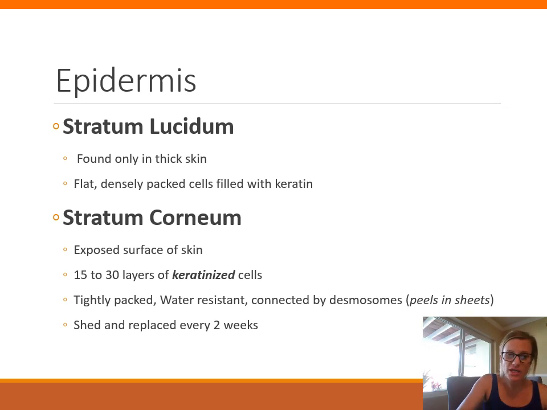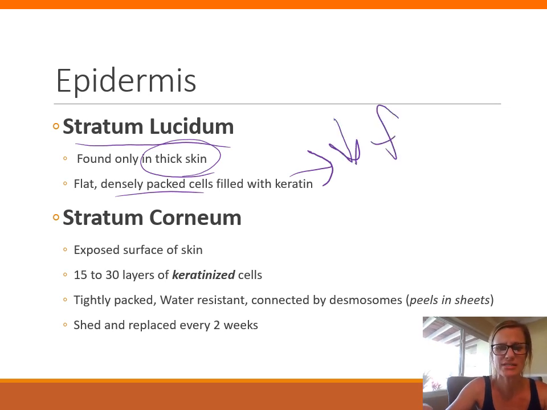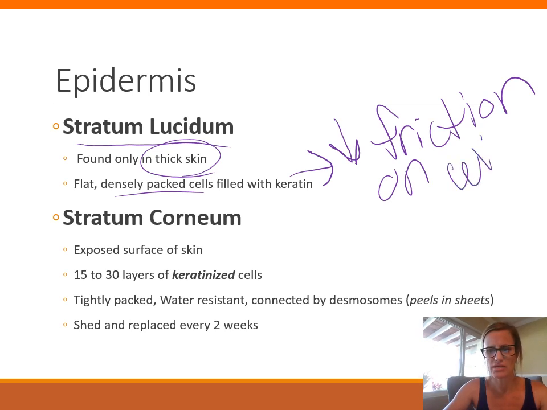After the stratum granulosum is the stratum lucidum. Now remember, that's only if we're looking at thick skin. If it's thin skin, that won't be present. The stratum lucidum is just a layer of really densely packed cells that are full of keratin. Very, very densely packed together. And this layer is just important. It decreases the amount of friction or wear and tear on the cells and tissues below.